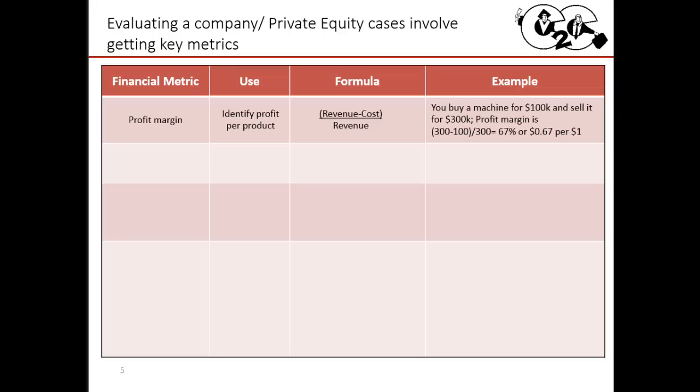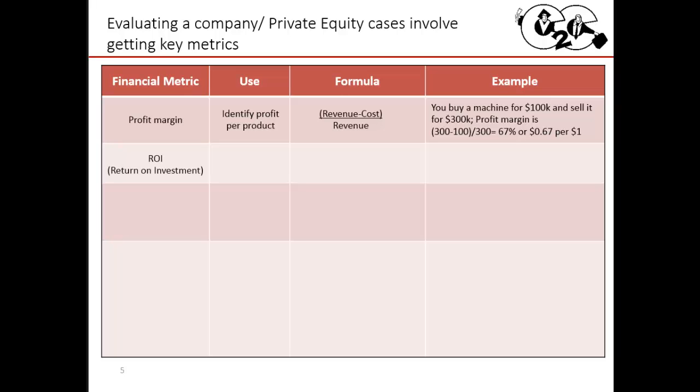Let's do another example. Let's say you buy a machine for $100,000, okay, and you sell it for $300,000. The profit margin is essentially 300 minus 100 over 300. So the revenue that I got from it was 300,000 because I sold it. I originally bought it for 100,000, so that was my cost, divided by the total revenue that I got from it, which is 300. So that equals 67%, or that means you're making 67 cents of profit per $1.